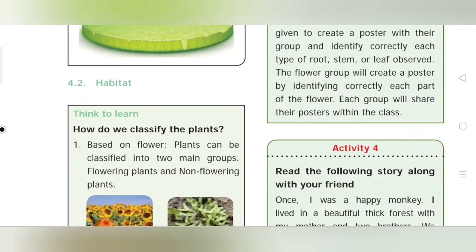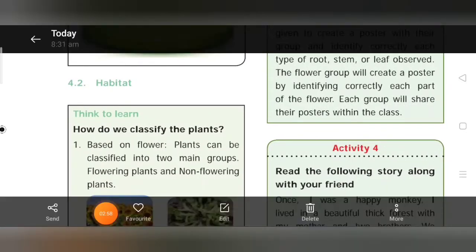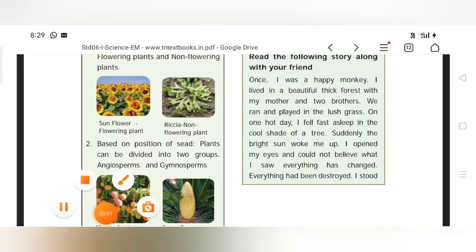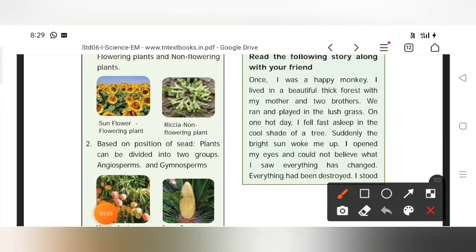Let us see the examples. The example for a flowering plant is sunflower. Sunflower is a flowering plant, and a fern is a non-flowering plant. So some plants will have flowers, and in some other plants no flowers will be there, isn't it? So plants can be classified on the basis of flowers.